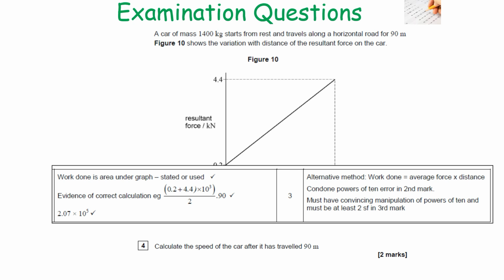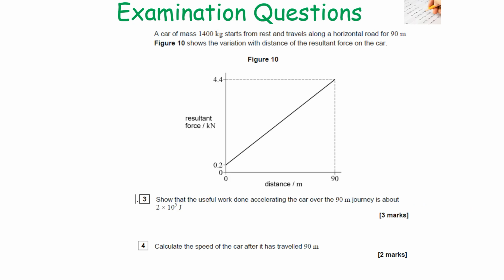So what you can do is work out the right angle triangle. Now please remember from the question, it doesn't start at 0, it starts at 0.2. So when working out your y value, you're going to do 4.4 minus 0.2, then times by 10 to the 3 because it's in kilonewtons. We then divide it by our value of 2 because it's a half AB.